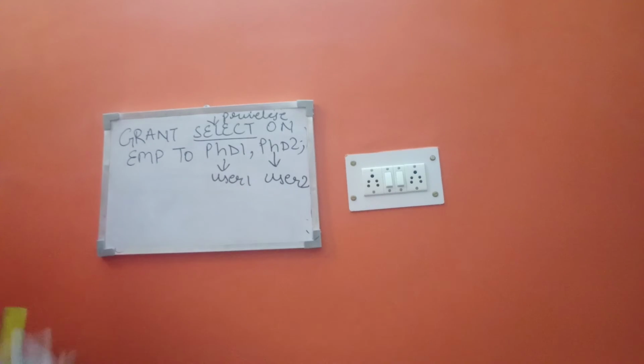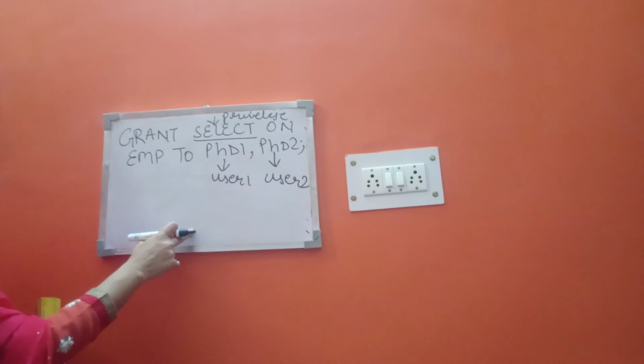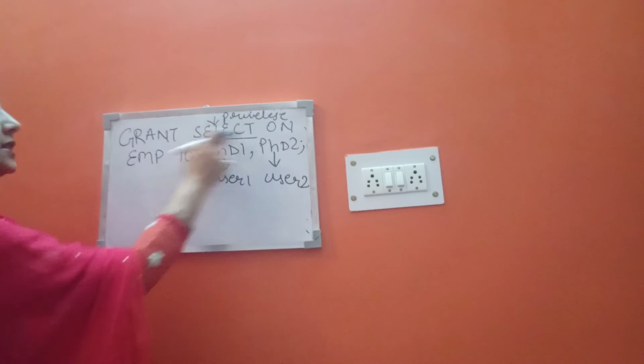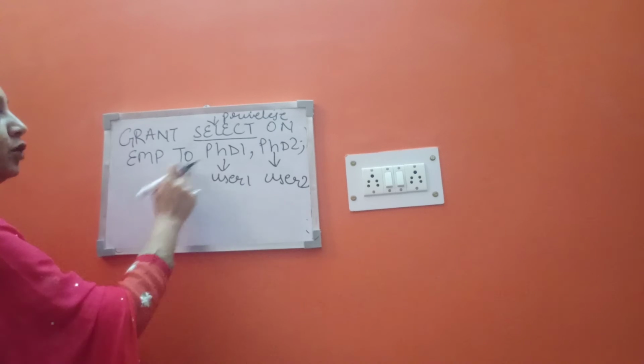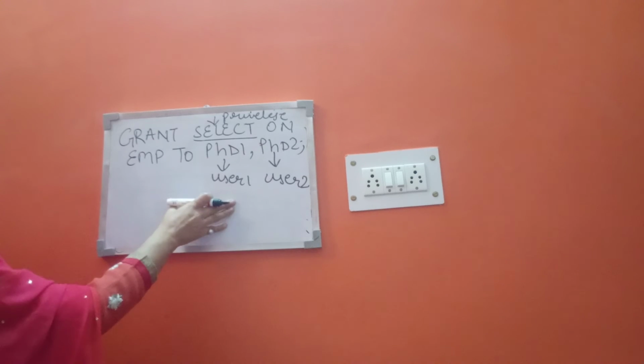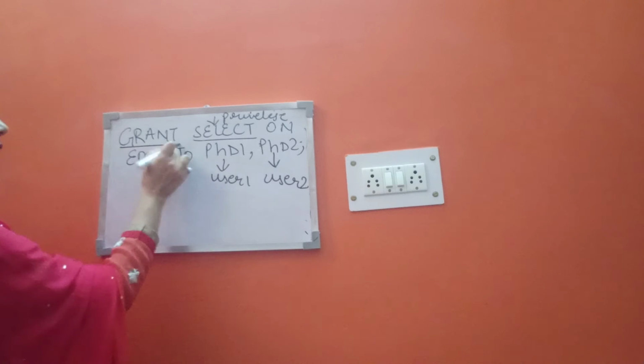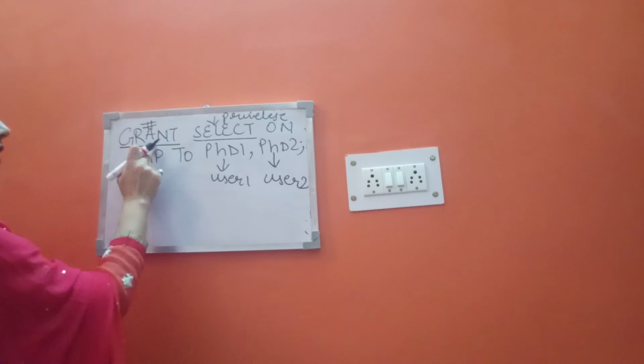So why will I waste my time writing this same statement again and again? Why should I write grant select on EMP to PhD1, then again grant select on EMP to PhD2? So I will simplify my task. What will I say? Grant a permission using the grant keyword.